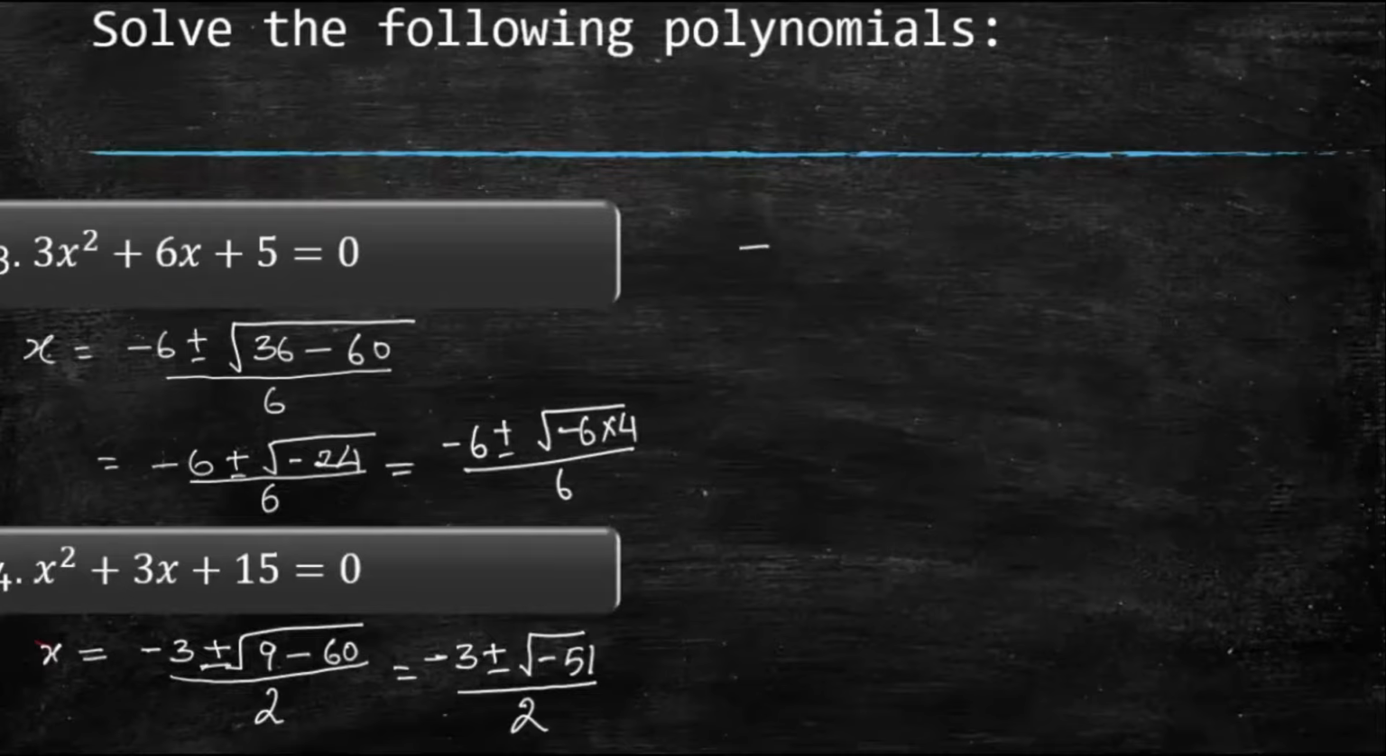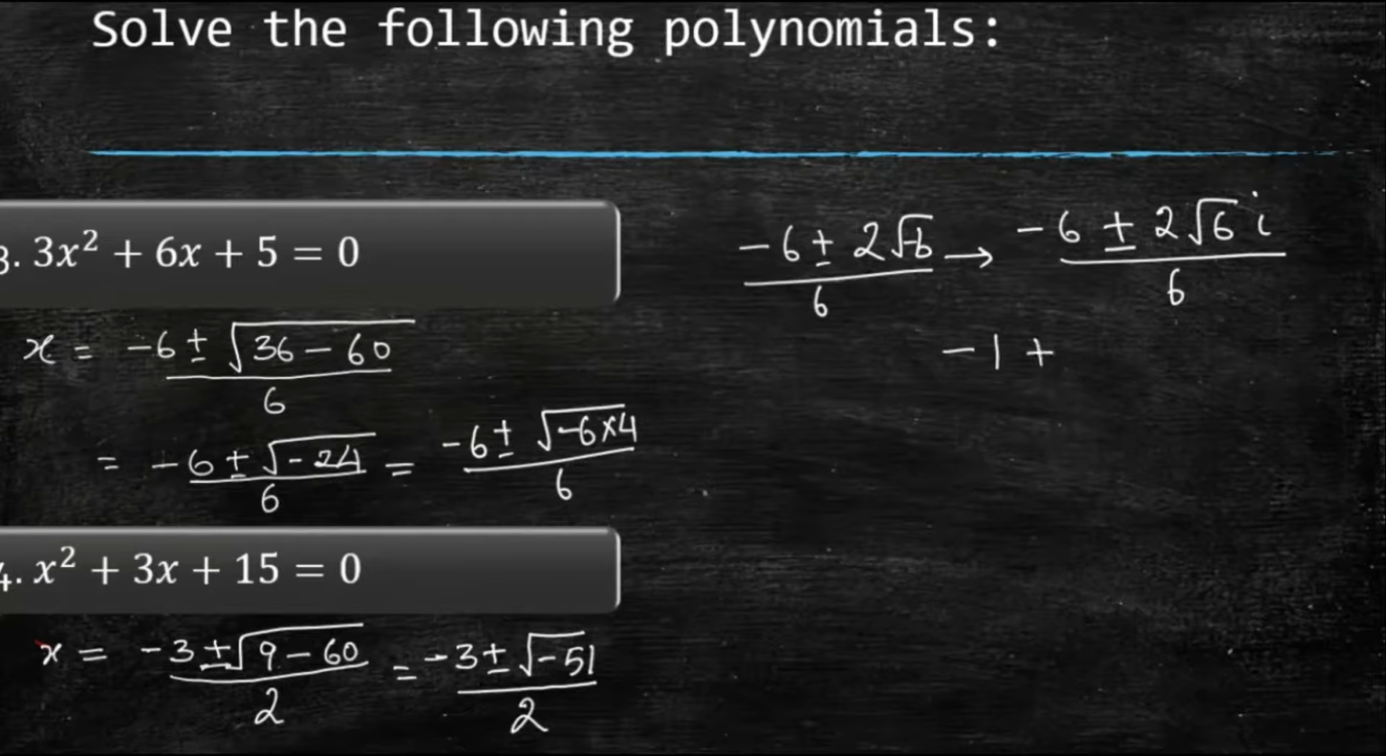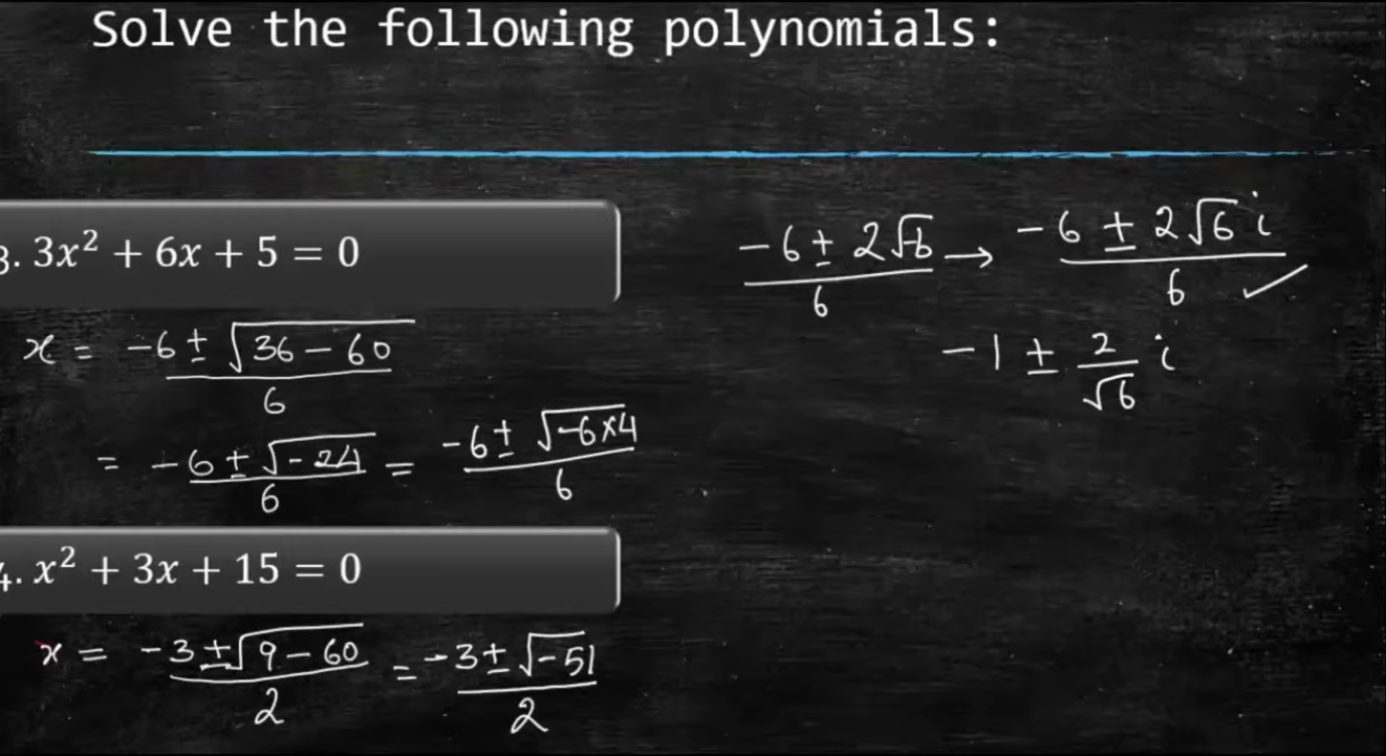Therefore, this is minus 6 plus or minus 2 root minus 6 over 6, and this can be written using the imaginary number as minus 6 plus or minus 2 square root of 6 i over 6. You can either simplify this as minus 1 plus or minus 2 over square root of 6 i if you are comfortable, or you can leave the answer here, which means that you are still getting conjugate pairs as the answer.